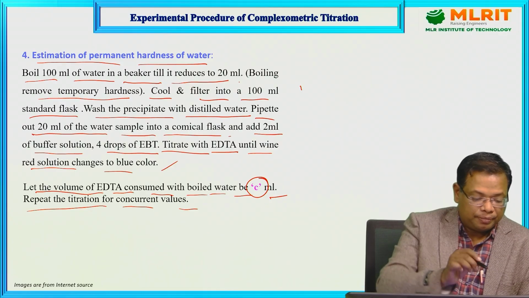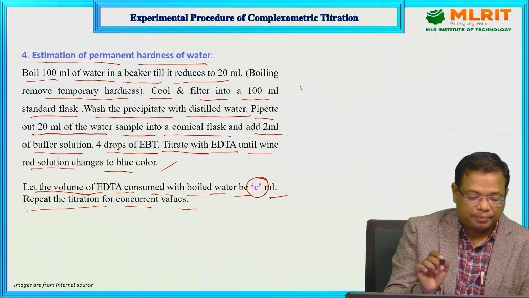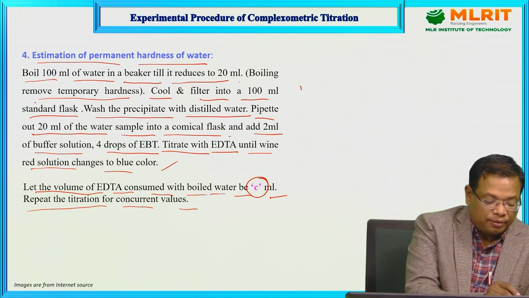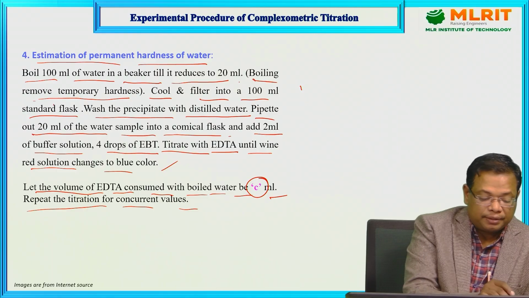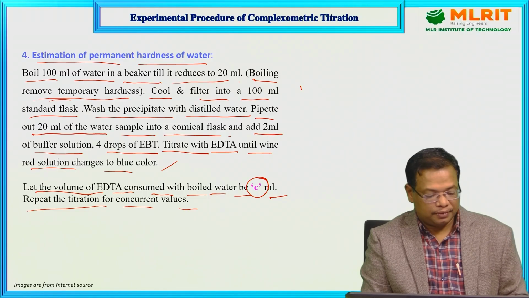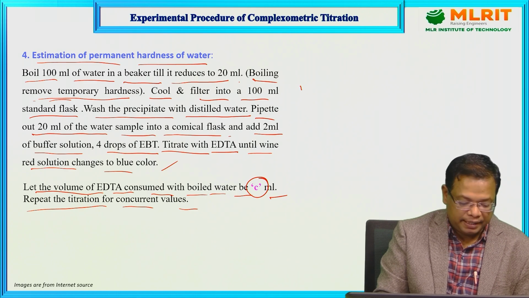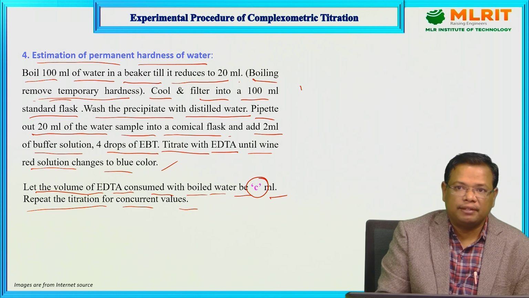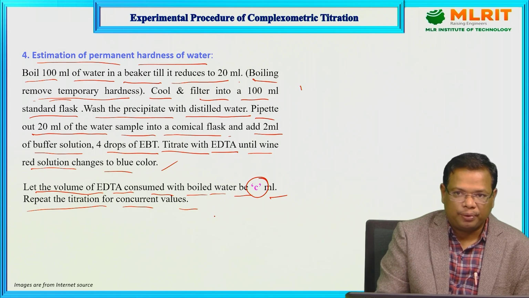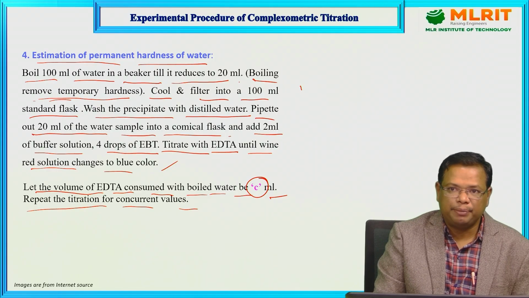To find out the permanent hardness, we have to boil the water. Then the temporary hardness will be removed. For that sample, we find out the concentration with the EDTA titration. For what purpose? To find out the permanent hardness of the water, because the temporary hardness-causing salts, calcium bicarbonate and magnesium bicarbonate, have already been removed.